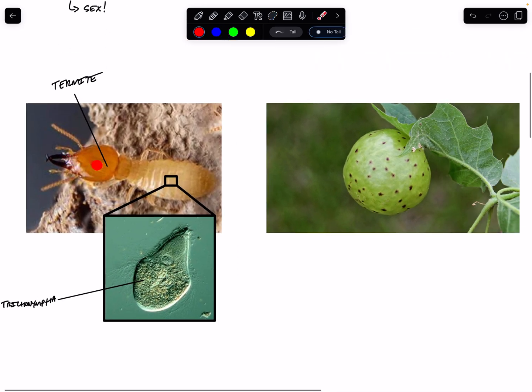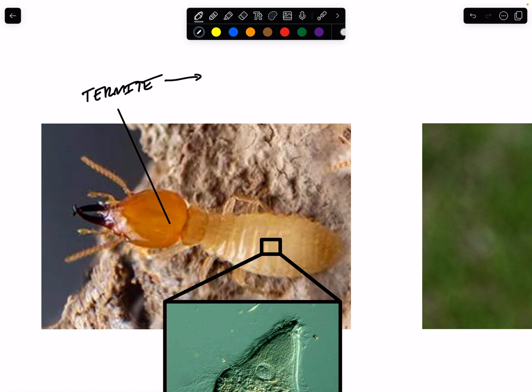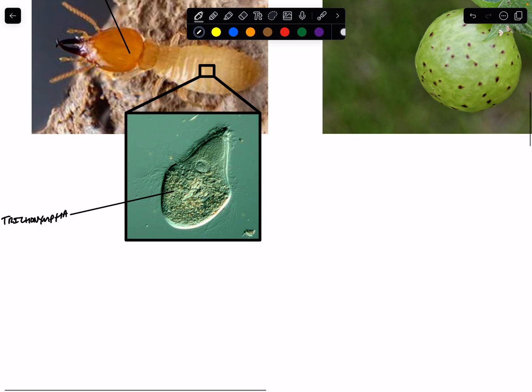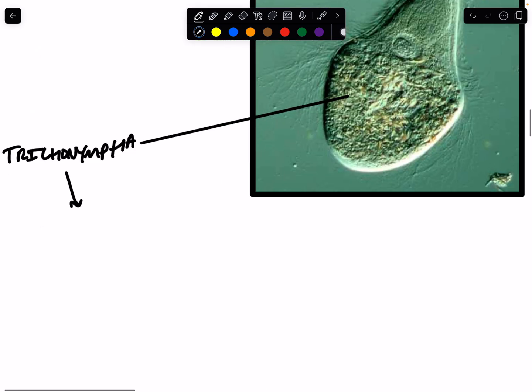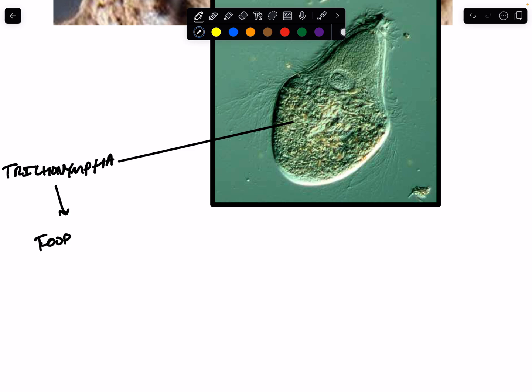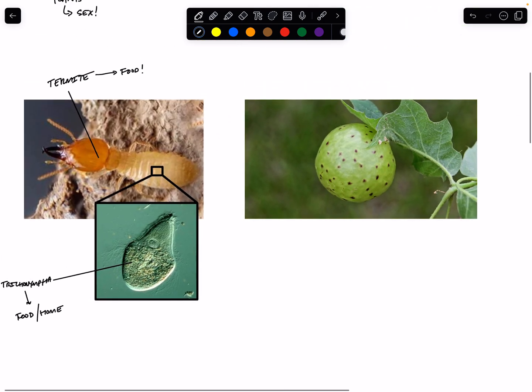So the termite eats wood, but it can't digest the wood itself. Inside of its hindgut lives this little protist, this Trichonympha, that digests the wood down into pieces that the termite can eat. So the termite is providing food, but also getting food out of this relationship. And the Trichonympha is also getting food, as well as a home, a safe home, from this relationship. So it's good for both of them.